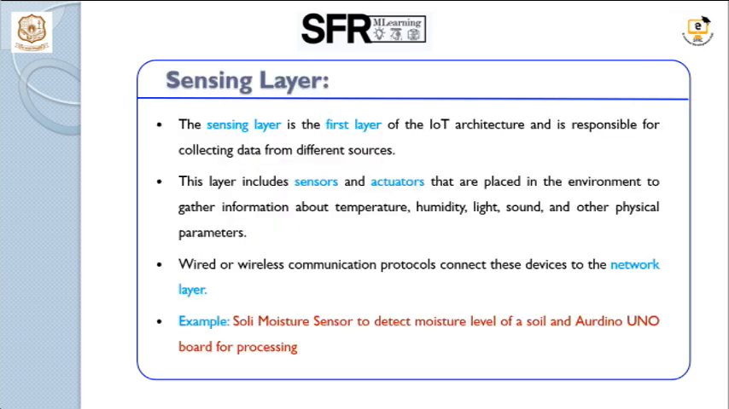So, let us get into the first layer, that is the sensing layer. It is the first layer of the IoT architecture. Here it mainly focuses on the hardware components like sensors and actuators. These are embedded electronics that help us to collect the data from the user. For example, if you want to get the soil moisture level of sand, we can use the soil moisture sensor, and with the help of Arduino UNO, we can determine the level of moisture through some programs. The connection between the hardware components will be either wired or wireless communication.